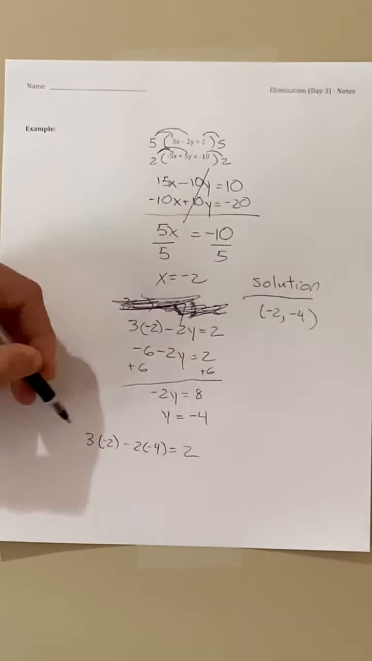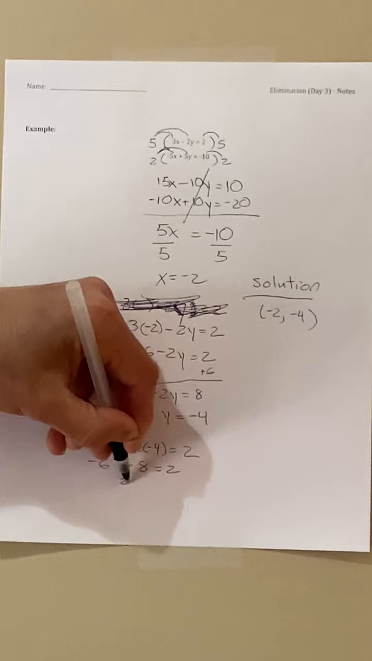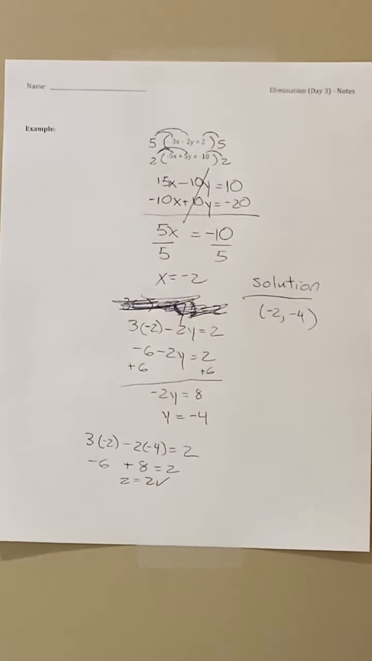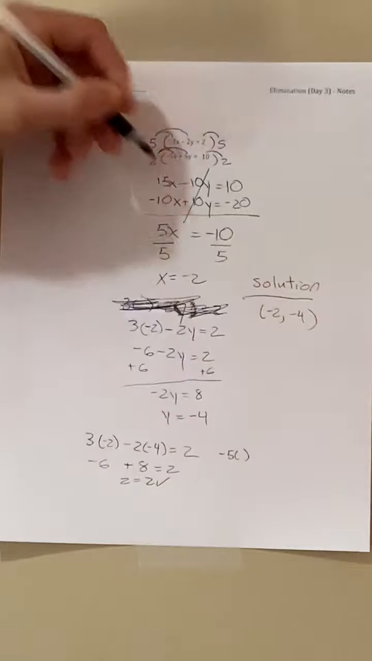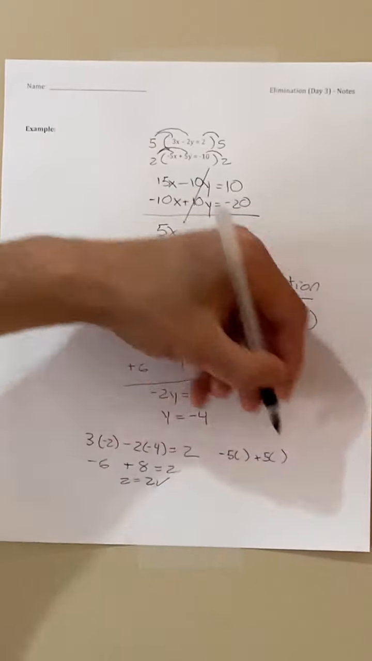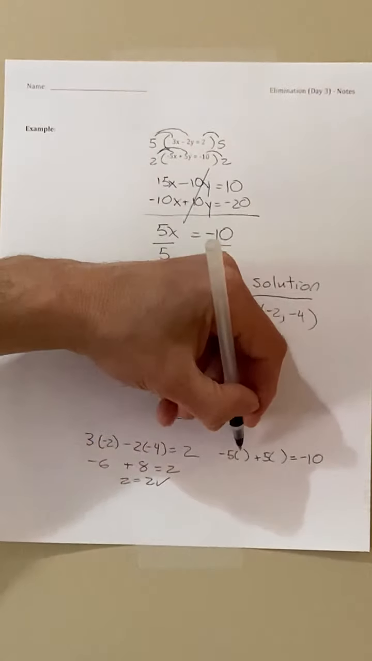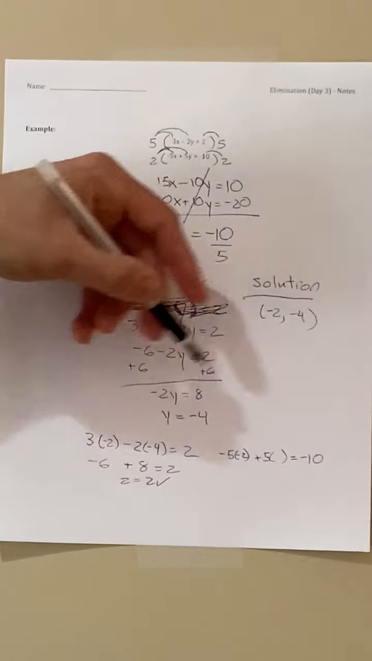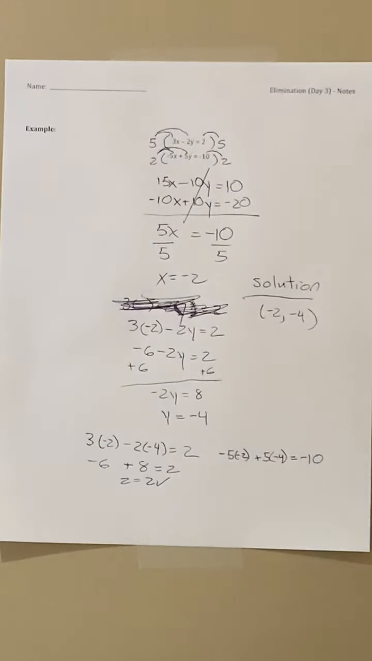3 times -2 is -6. -2 times -4 becomes a +8. 2 equals 2. That checks. And let's take our second equation, -5x plus 5y equals -10. Plug in our solution here. X is -2. Y is -4.